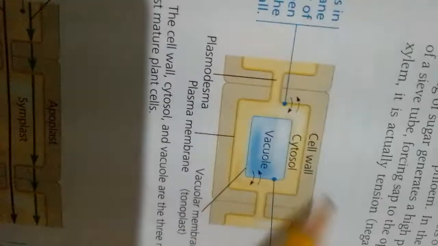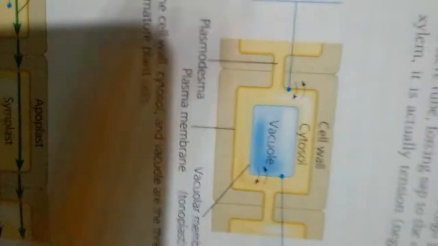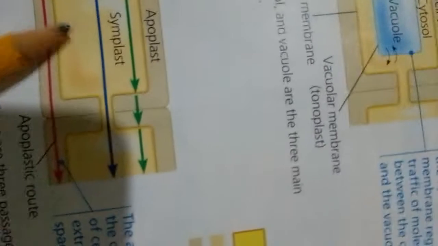Cell compartments and routes for short-distance transport. Notice the cell walls, cytosol, and vacuole. Transport proteins in the vacuolar membrane regulate traffic of molecules between the cytosol and the vacuole. Also, the transport proteins in the plasma membrane regulate traffic of molecules between the cytosol and the cell wall. The cell wall, cytosol, and vacuole are the three main compartments of most mature plant cells.